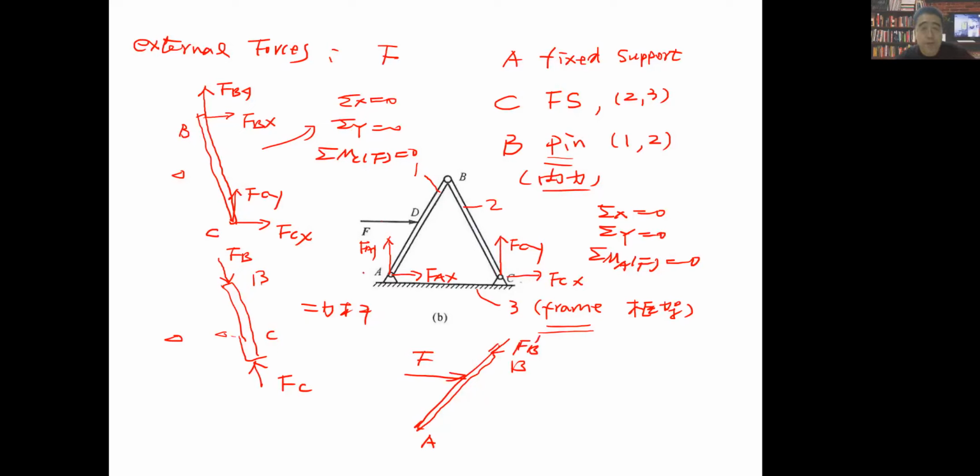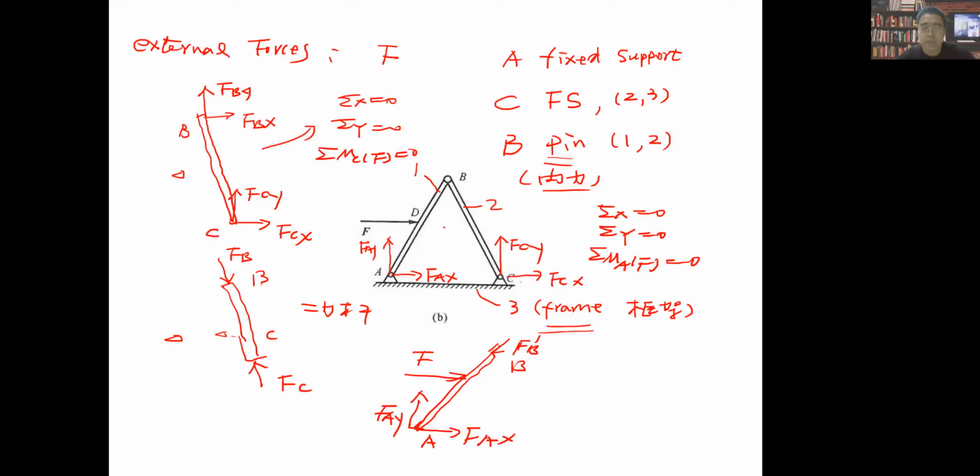So actually if bar AB pushes bar BC at point B, then bar BC will react on bar AB along the opposite direction, right? And here we should not copy this, because it's a fixed support between the frame and bar AB. So it also should have FAX and FAY. So actually, this tells us how we do the force analysis of a body system.